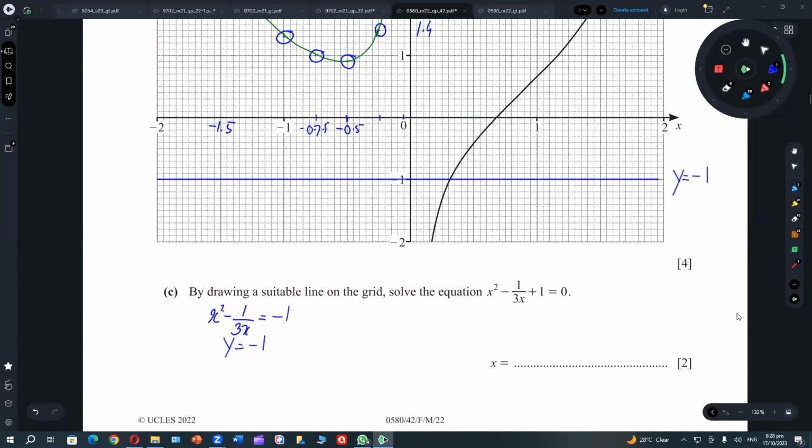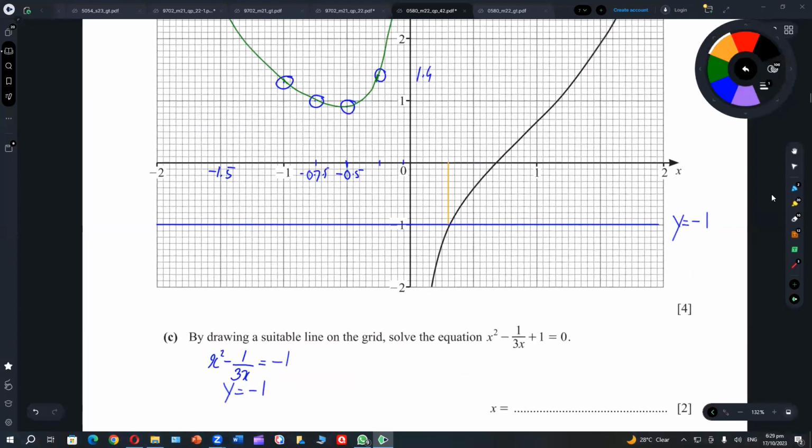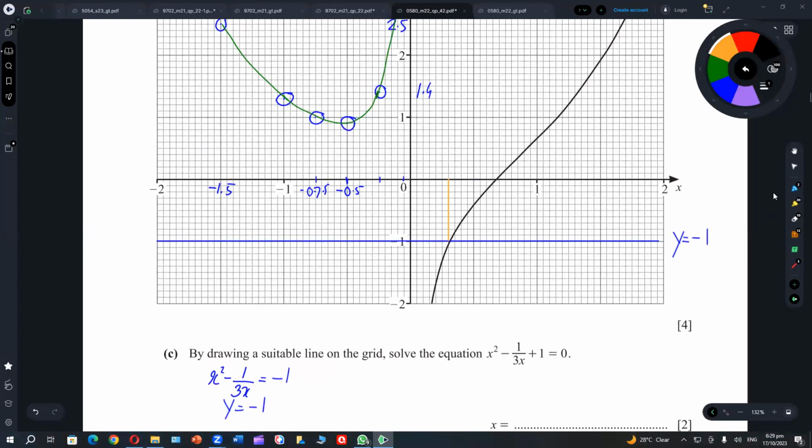So where is it cutting the line? Very sharp, but I'm not getting it very precise because of the software limitation. But it now looks to be 1, 2, 3, 4, 5, 6, 0.6 I'm getting. 0.6. Okay, yeah, 0.6.